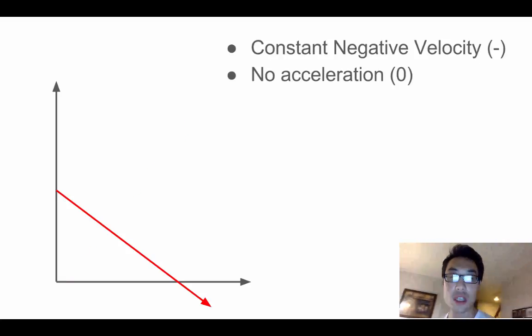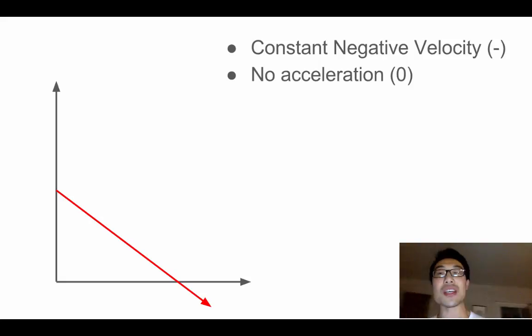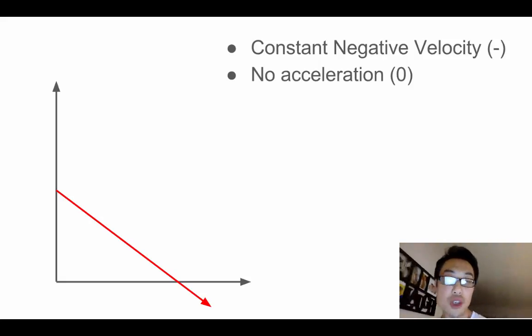All right, here we have a similar graph. We have a linear line that is going in the negative direction, which means that it's a constant negative velocity, and it is straight, it's linear. Therefore, there is no acceleration.